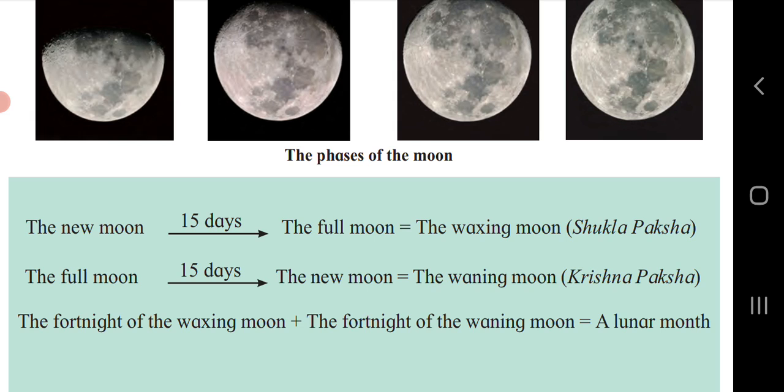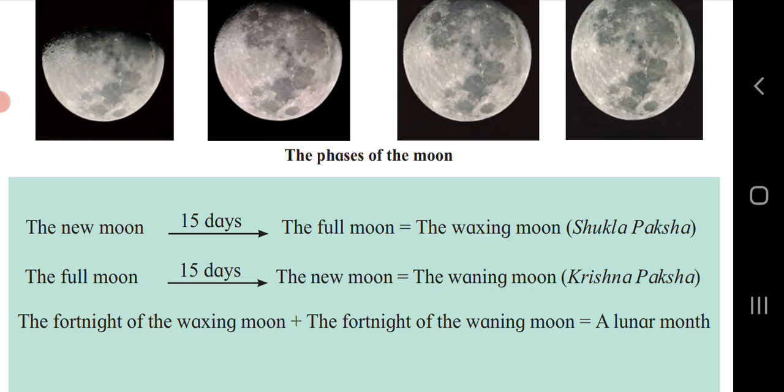Shukla Paksha means the moon will start rising, and one day it will be full. That is the waxing moon. From this point the moon will start rising, and one day the full moon day will be seen. That is Purnima. Krishna Paksha: the period from the full moon day to the new moon day is called the fortnight of the waning moon, or Krishna Paksha.